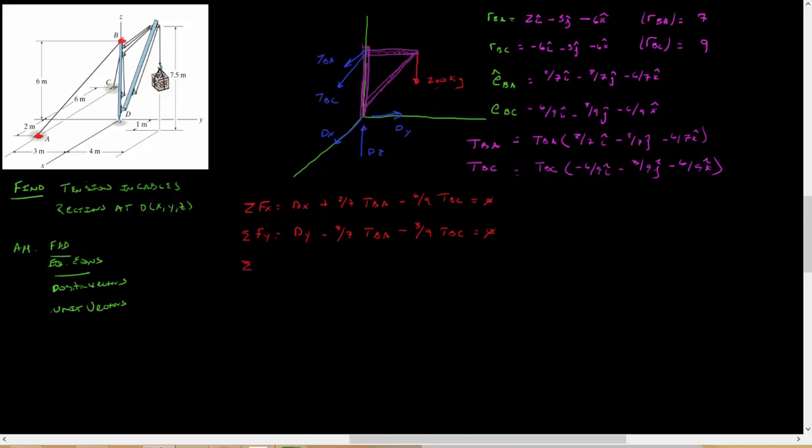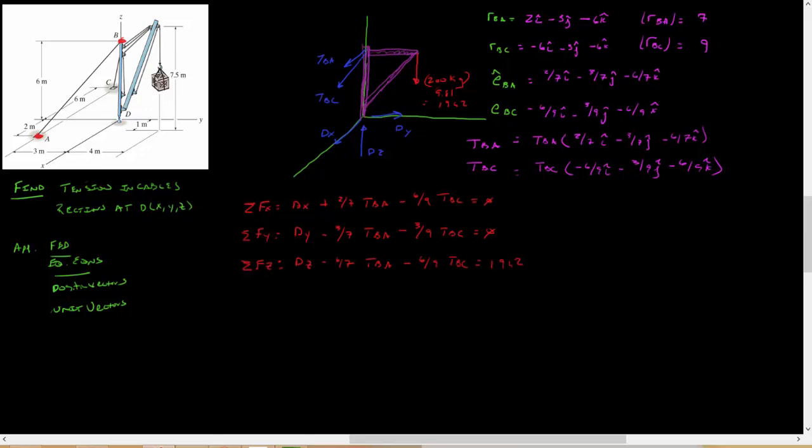I can sum my forces in the z. And why am I summing my forces in the x, y, and z? Well, because I have these three reaction forces at point D that I have to solve for. So Dz minus 6 over 7 TBA minus 6 over 9 TBC is all equal to, so this is 200 times 9.81, which would give me 1962.